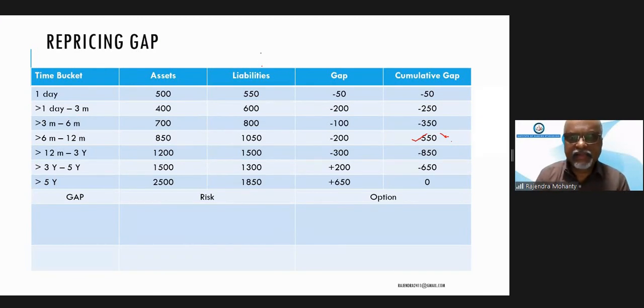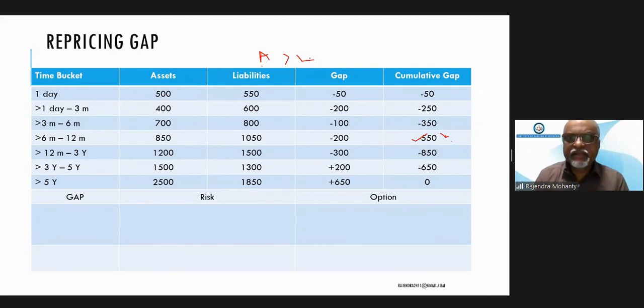Asset is, as I told you here, more than liability. This position is positive. So RSA is greater than RSL. So with the rate of interest falling, NII is reducing.